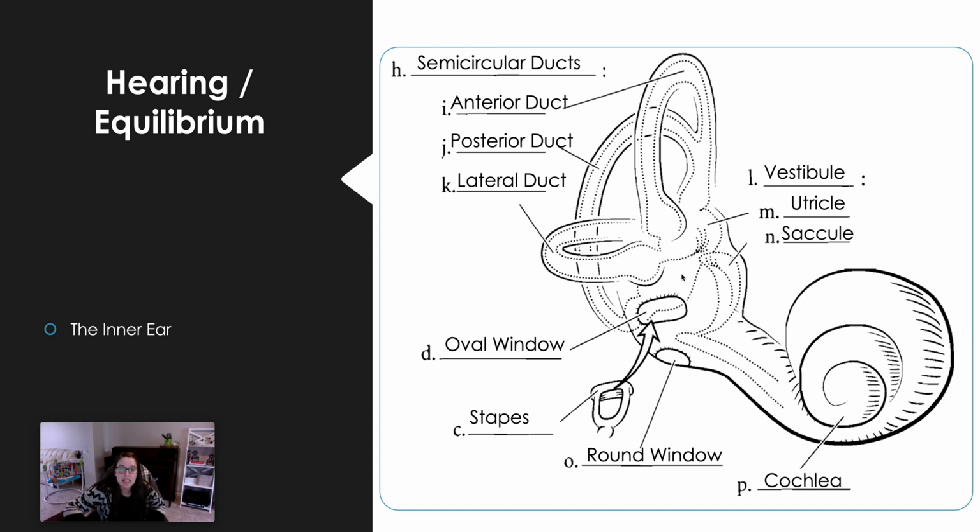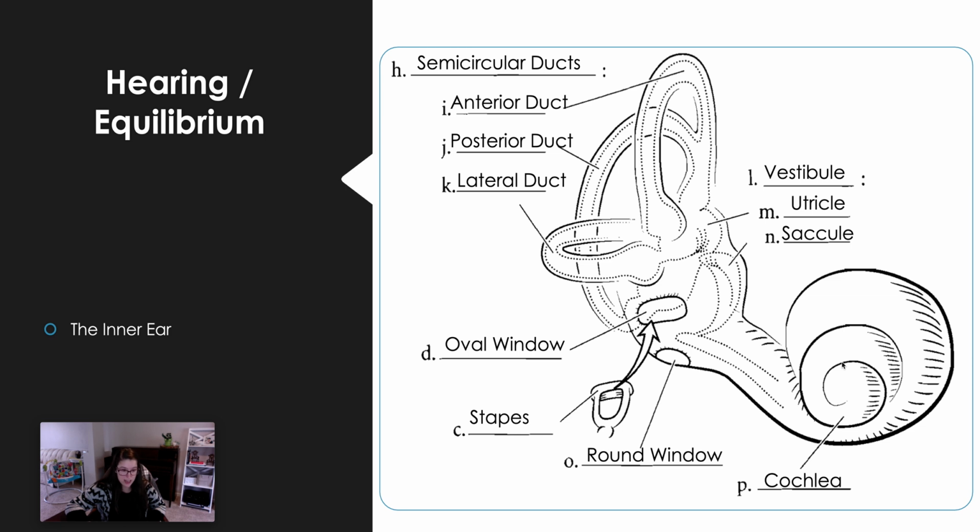The round window, because as I mentioned, we have fluid in here. The fluid is similar to cerebrospinal fluid. But anyhow, this round window is going to allow fluid movement. Because there's fluid in here, the vibrations that are traveling through the stapes to the oval window can then travel through the fluid in this area and into the cochlea.